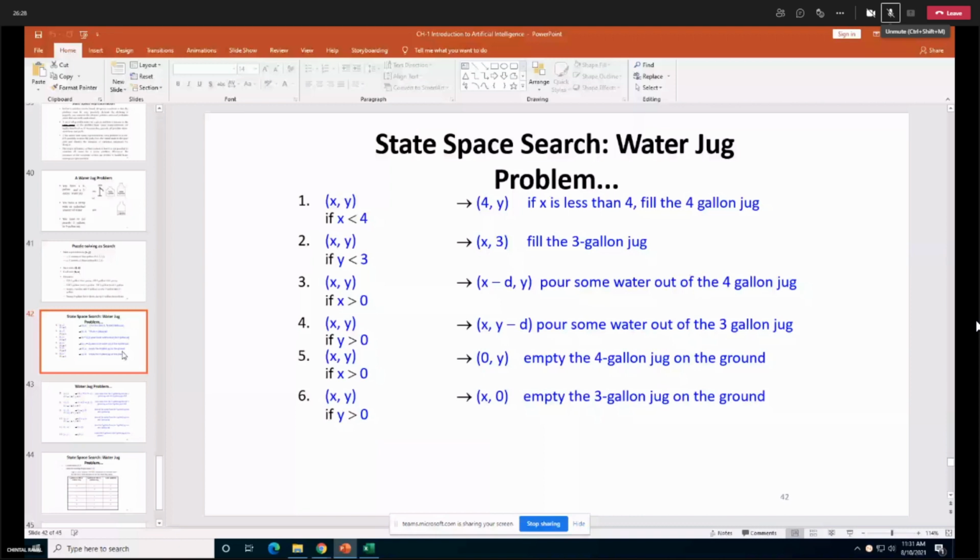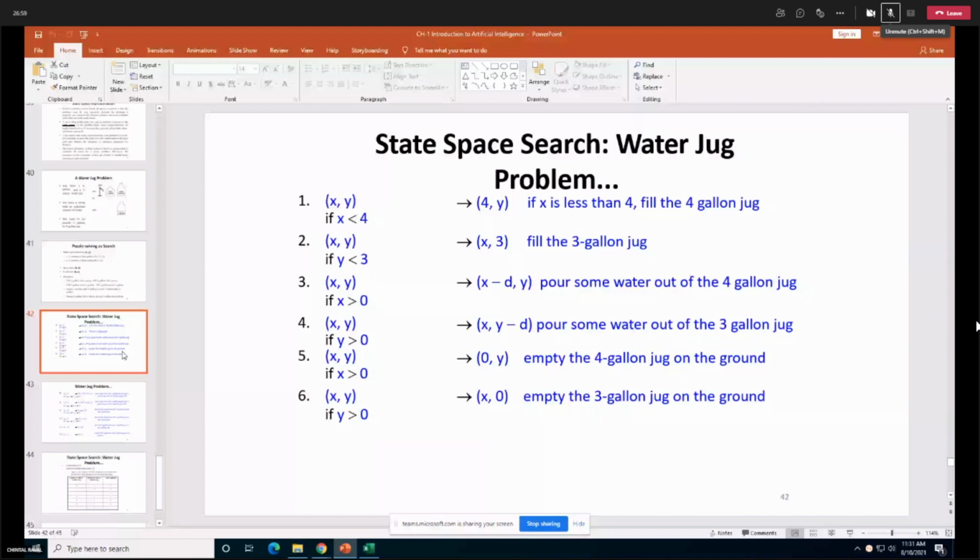But these rules, 3 and 4, I have hardly seen them applied to the water jug problem, as we don't have any markings on the jugs. So these are very relative or vague solutions. So if X is greater than 0, pour some water out of the 4-gallon jug. The same rule holds for Y: if Y is greater than 0, meaning any amount of water is present, pour some water out of the 3-gallon jug.